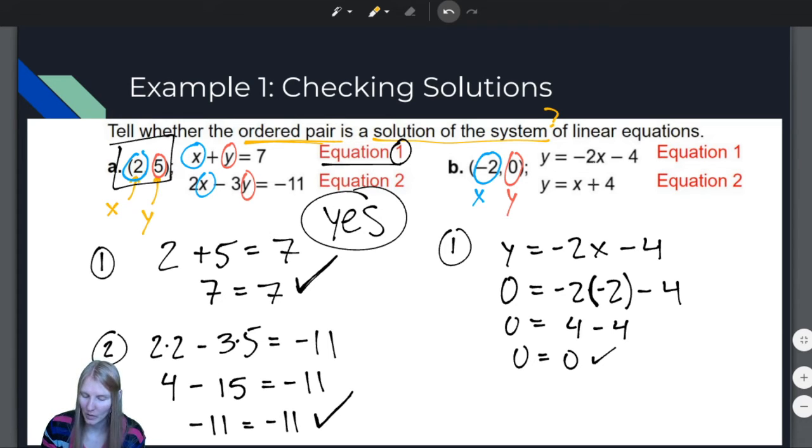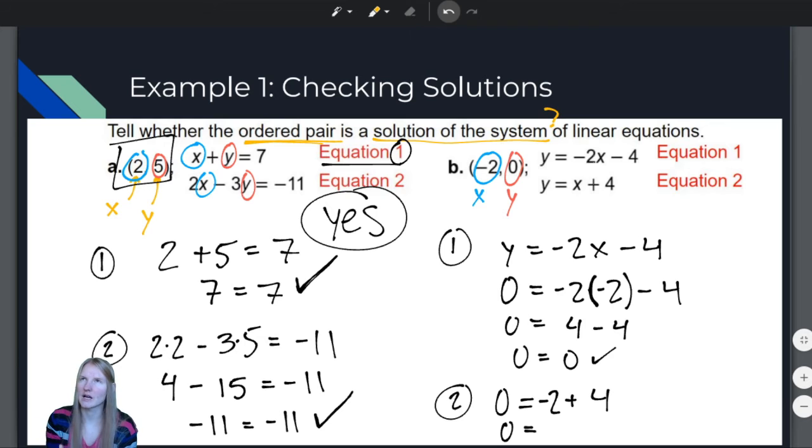What about equation number 2? Equation number 2, y equals x plus 4. So remember, I'm going to replace y with 0, and I'm going to replace x with negative 2. So 0 equals negative 2 plus 4 is 2.